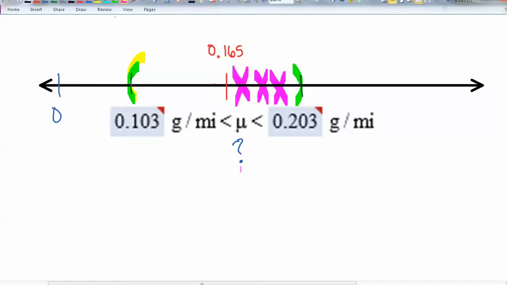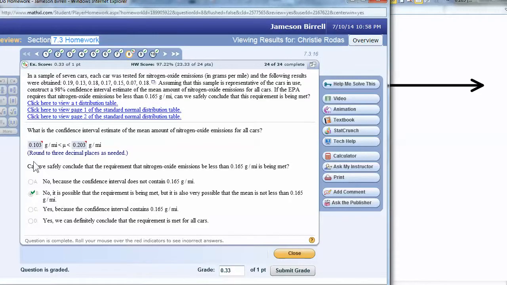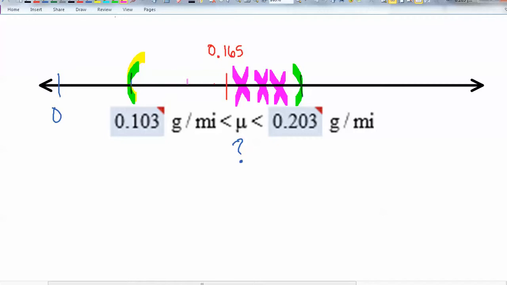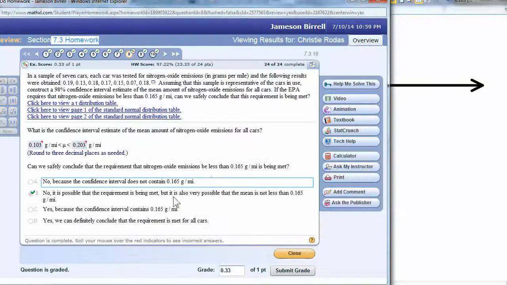And this wasn't even the tightest confidence level that we could have chosen. We could have chosen a 99% confidence level or 99.5 or something. So let's go back to our options. We would say, can we safely conclude that the requirement that it's supposed to be less than 165 thousandths is being met? No. It's possible that the requirement is being met. Yeah, you can imagine from the picture here, if the population mean is right here, you can maybe assume that all of the ranges fit in there. But it's very possible that the mean is not less than that number. So that's what I'd go with.